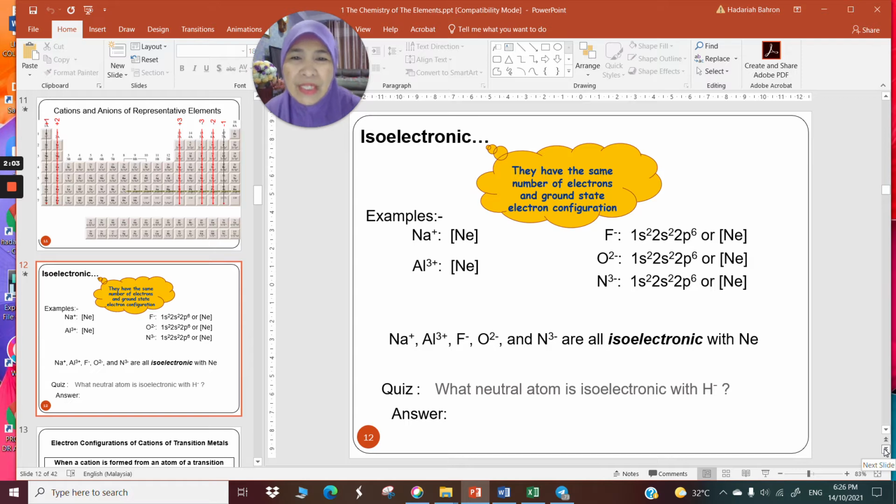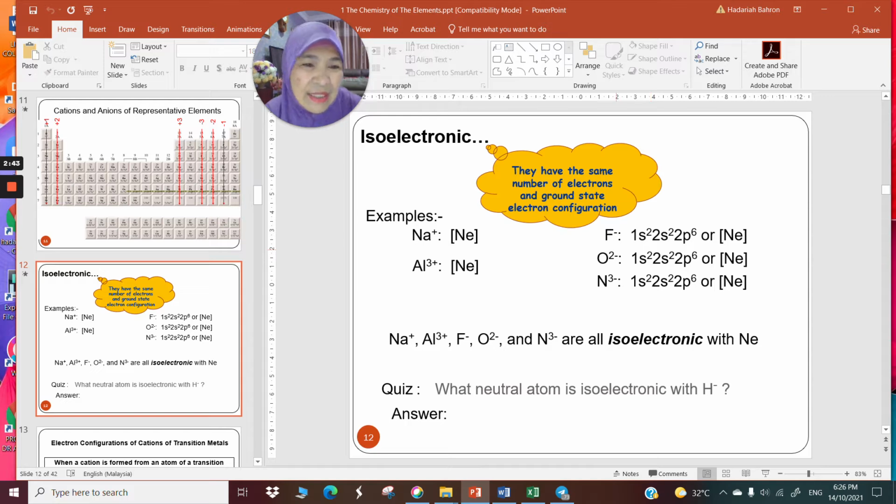So I'm going to cover next isoelectronic. Isoelectronic means any species that have the same number of electrons and ground state electron configuration. The examples are Na+, which has an electron configuration that looks like neon, 1s2 2s2 2p6. Al3+ also has the electron configuration of neon, and these are said to be isoelectronic, the same number of electrons.